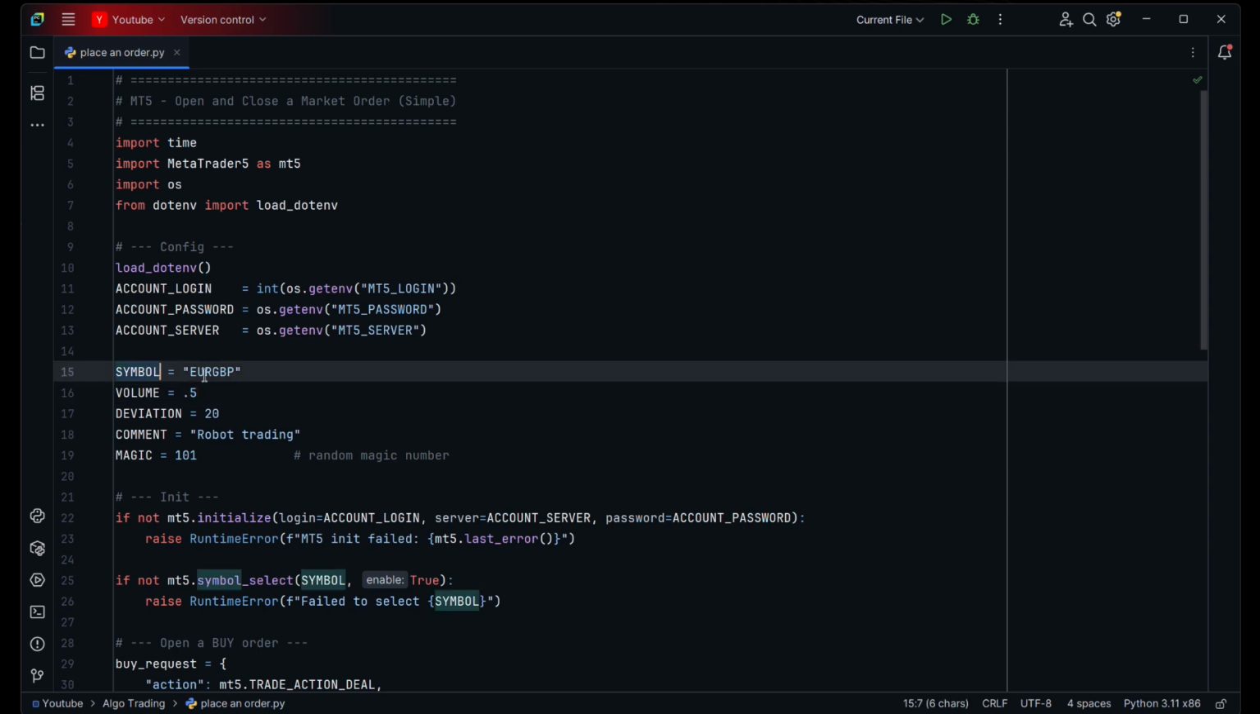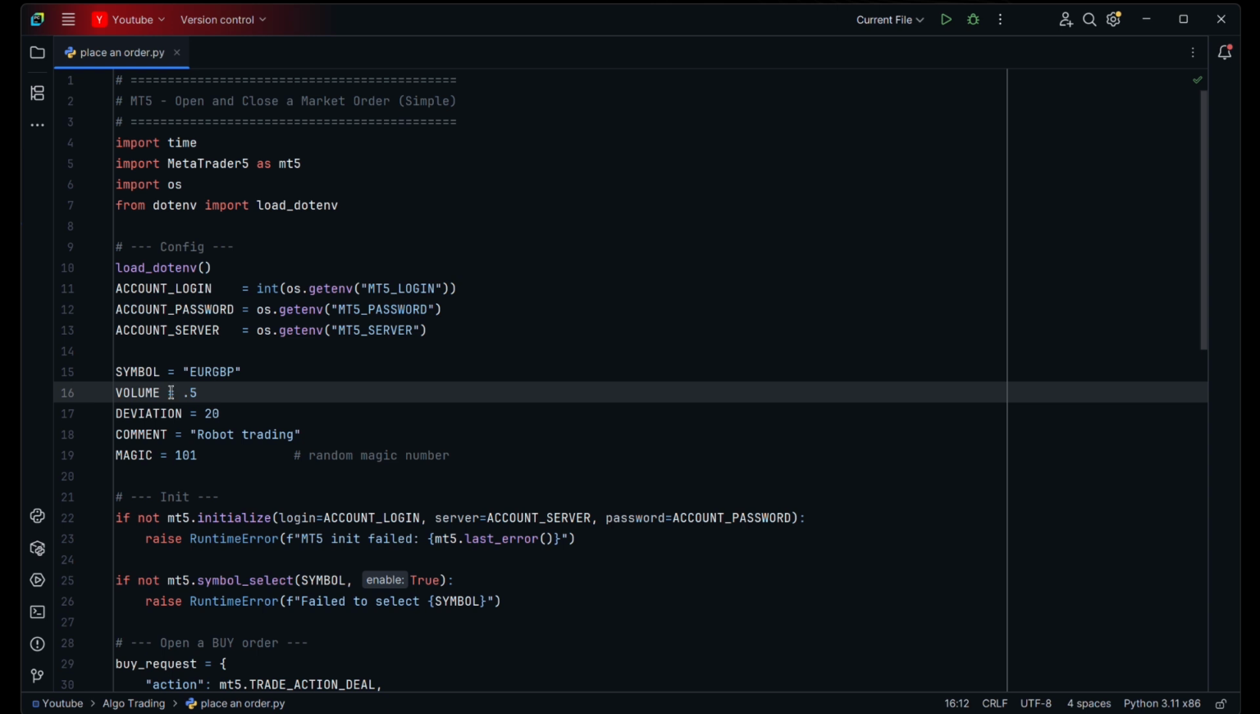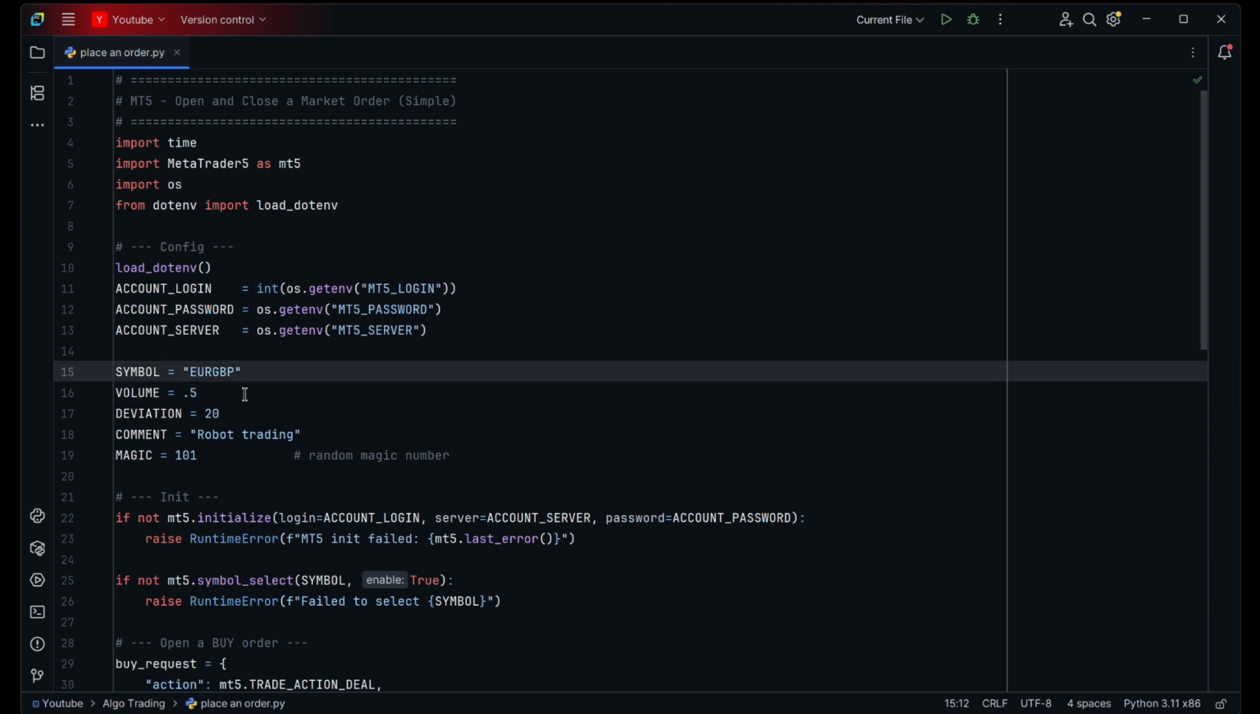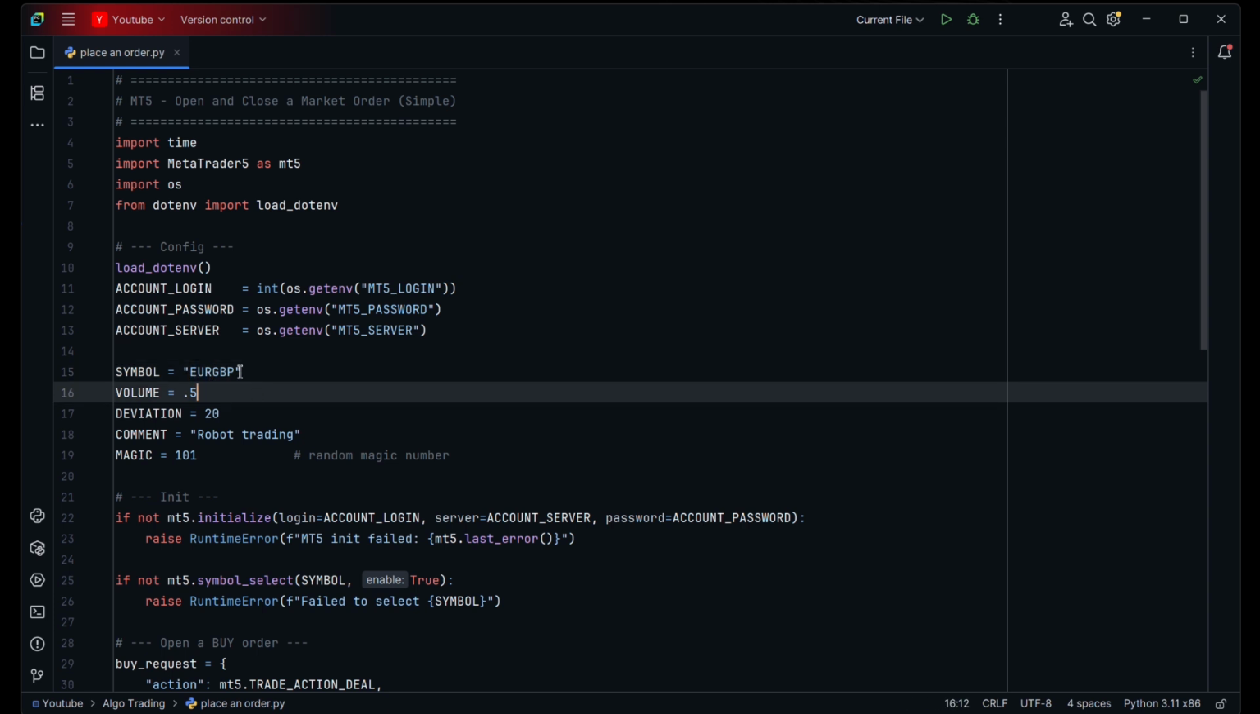So here I decided to look at EUR GBP, so euro against sterling, and to trade with a volume of 0.5, which means 50,000 euros leverage included, because by default a volume of 1 means 100,000 units of the currency you're trading. So here I'm trading EUR, euro. As I'm trading euros, it means 50,000 euros leverage included.